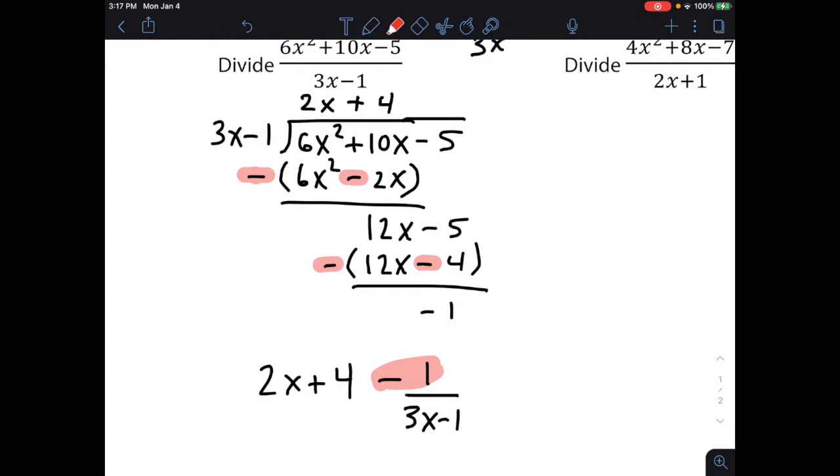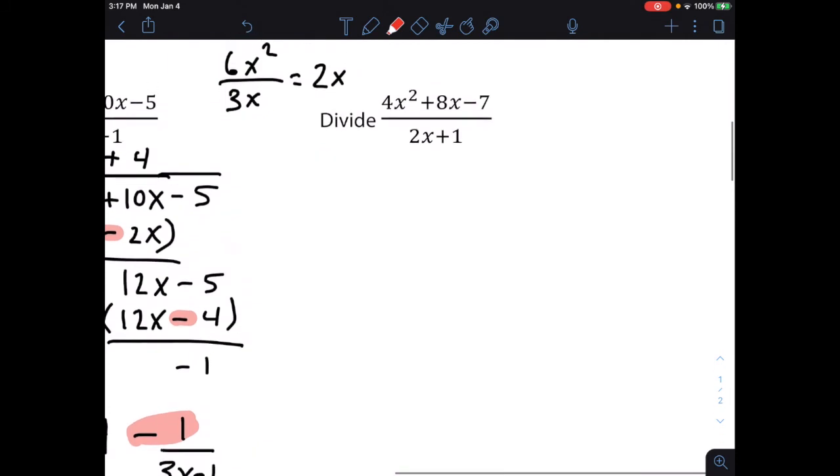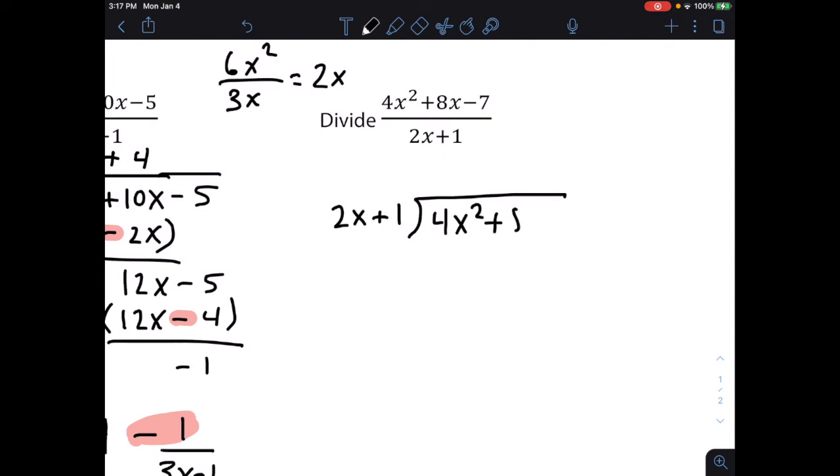All right, let's look at another one, and hopefully this will start to make more sense. So here we go. We're going to divide 4x squared plus 8x minus 7. We're dividing by 2x plus 1, so I'm going to write that here. And I have 4x squared plus 8x minus 7. Extend that a bit. All right, so again, same process, 2x and 4x squared.